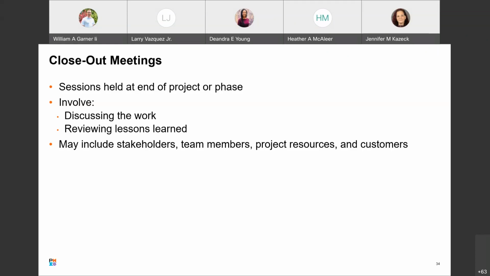So closeout meetings are sessions held at the end of a project or a phase, and they involve discussing the work and reviewing lessons learned. Closeout meetings may include stakeholders, team members, project resources, and customers. They typically follow a formal agenda and may require official minutes to be recorded. Not all organizations or projects require closeout meetings. Some organizations require the minutes from closeout meetings to be completed in full, approved by management, and preserved in a specific manner.